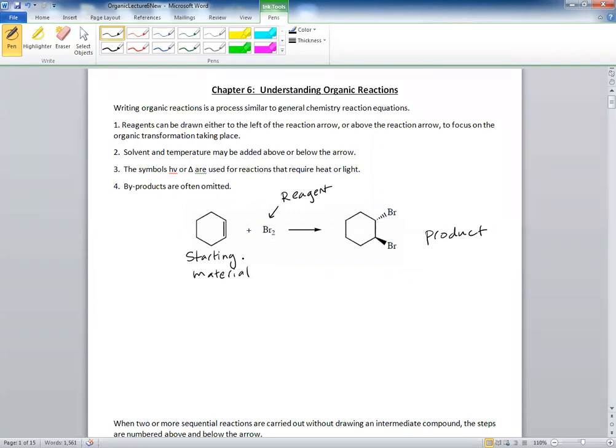There's no reaction, obviously, without that reagent or the starting material. So we call it the starting material and the reagent. Or it can be written another way. I'm going to show you in a second. The reagents can be drawn either to the left, like I said here, this is called the starting material, or above the reaction arrow to focus on the organic transformation taking place. So this is the focus right here. This is the overall transformation on the right.